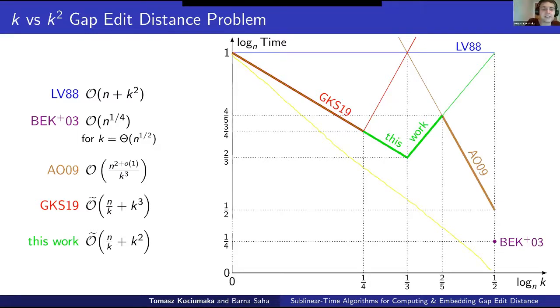So the main barrier is that we have this k squared term. And that's because we are based on the Landau-Vishkin algorithm. And this Landau-Vishkin algorithm has this k squared term in the running time. So this corresponds to the fact that, in a sense, we make k squared so-called longest common extension queries.